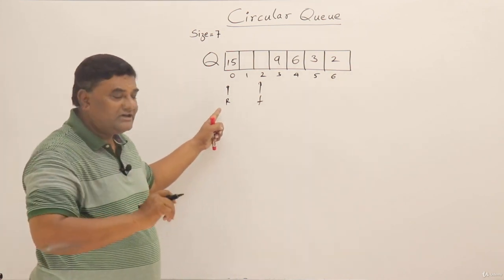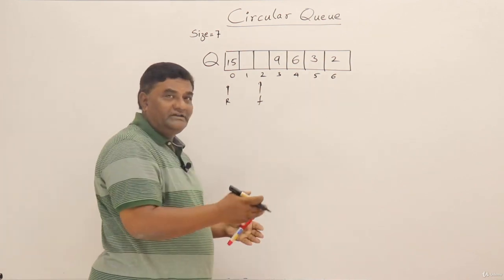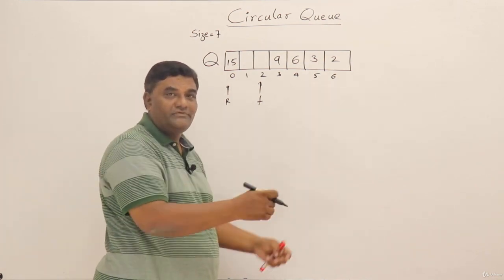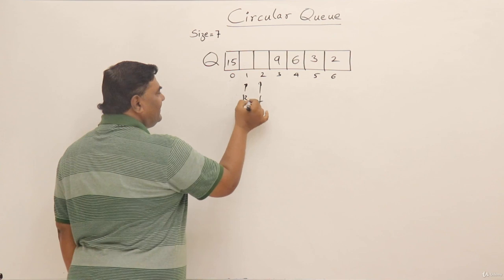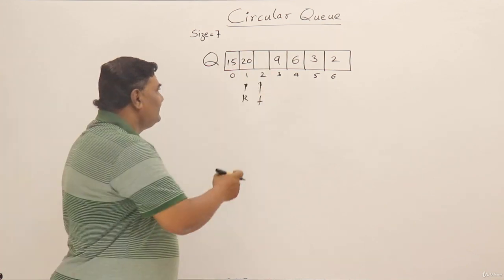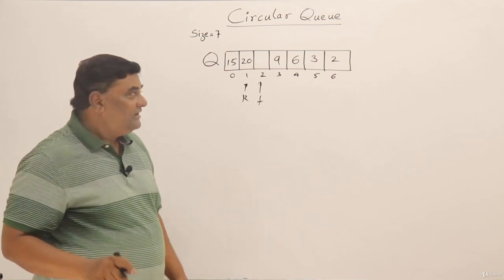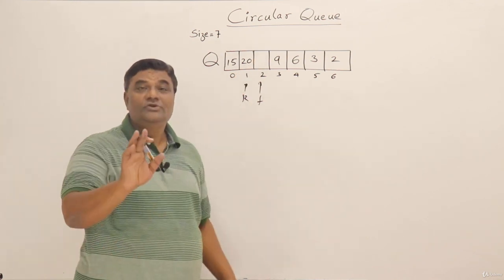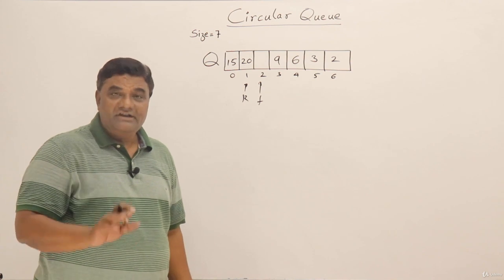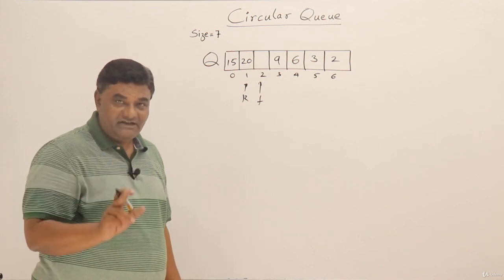Now I want to insert one more element. This time rear will move in a normal fashion. Rear plus plus, just move one step. Rear will come here and insert the element. So yes, the element is inserted. Can I insert one more element? No. There is a free space. Can't I use it? Don't use that space. Wherever front is pointing, that space must be left empty.